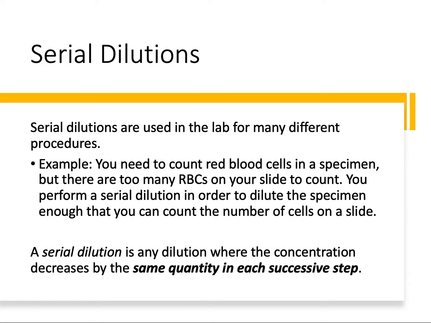A serial dilution is any dilution where the concentration decreases by the same quantity in each successive step. So again, you're diluting by a specific amount of solvent or diluent, and it's serial because that means they're the same, and each time your original sample, whatever it is, your patient serum, your patient blood, gets less and less concentrated and more, quote, watered down, unquote, diluted.